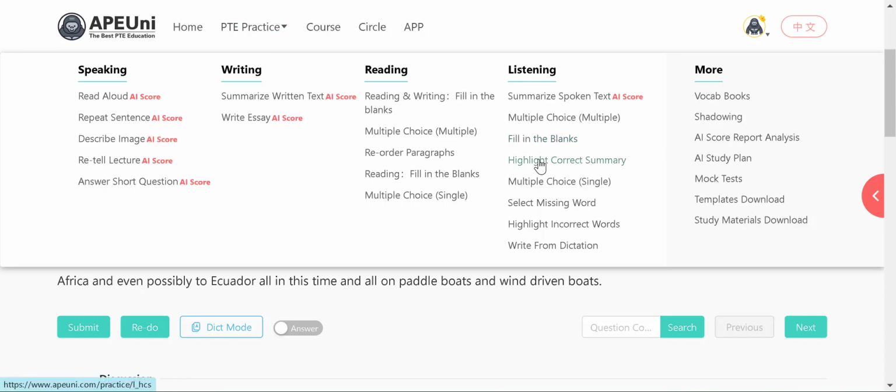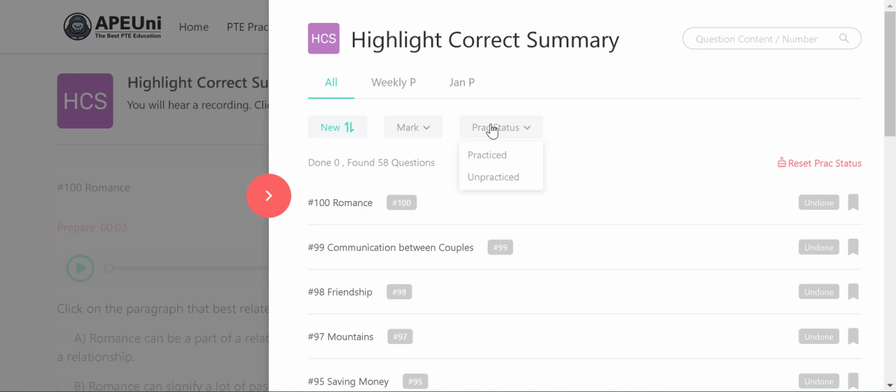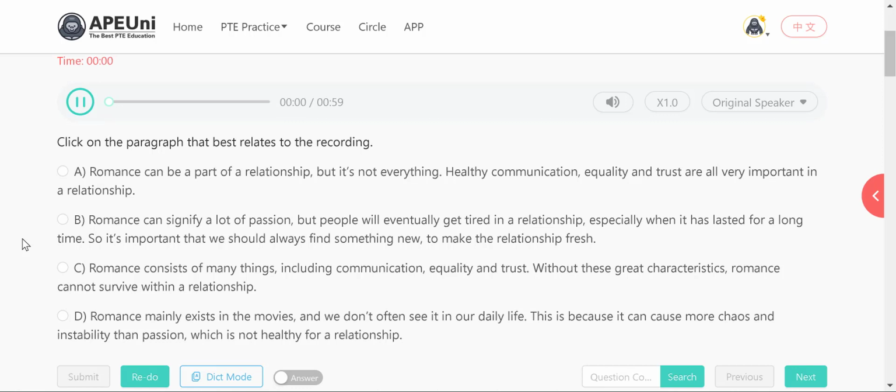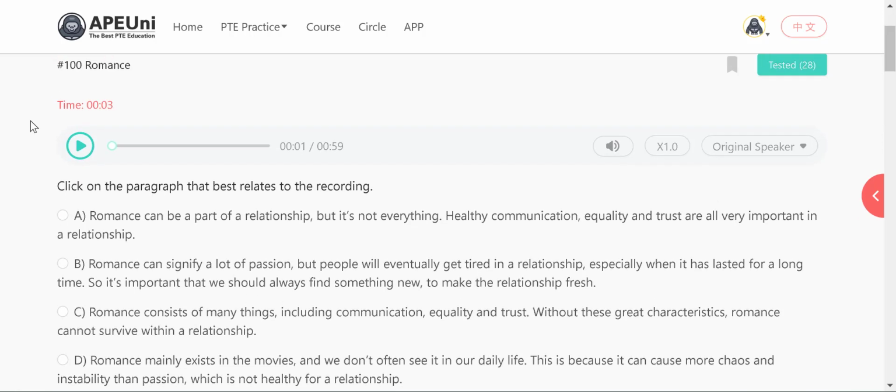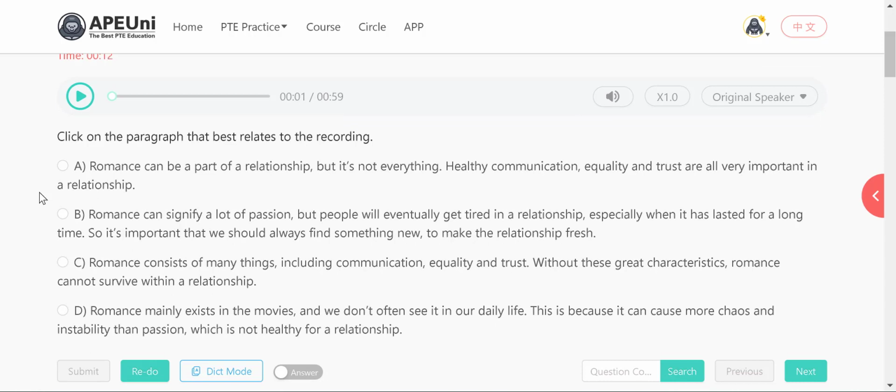After filling the blank, you go to highlight correct summary. Highlight correct summary, as you probably know, you will again hear a very short lecture, about 1 minute in length, and then you get to choose only one of these four options, which is the most related to what you just heard. So again, the answer may not be exactly the same as what you've heard here.